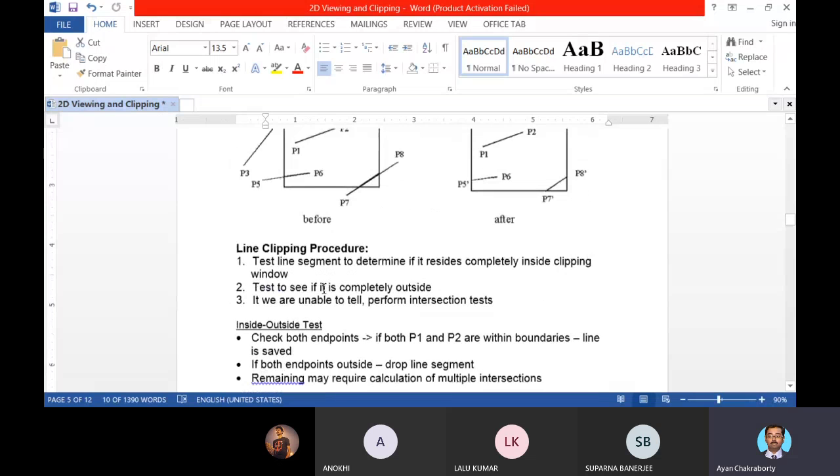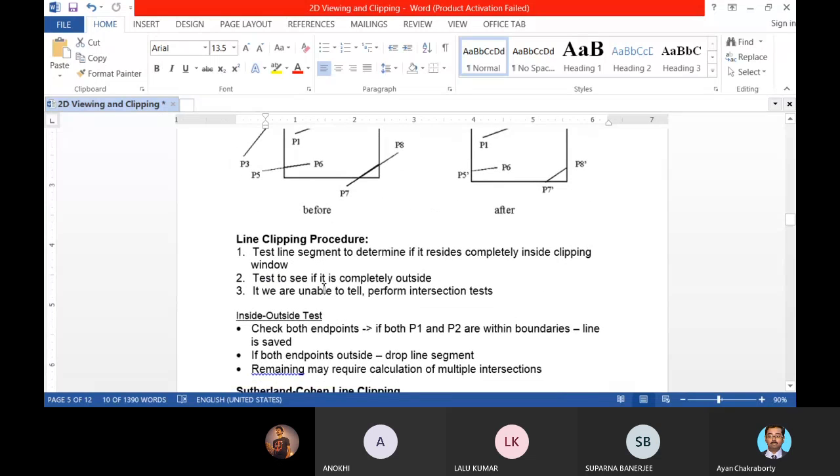With these images, we can see here the first step: test the line segment to determine if it resides completely inside the clipping window or not.